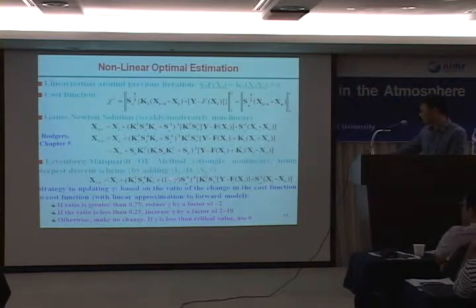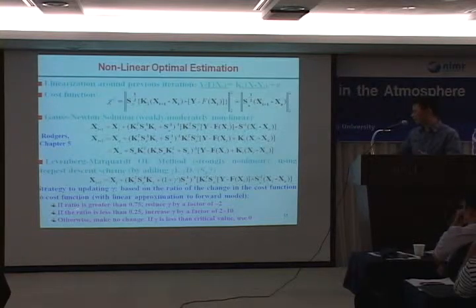So initially, it could be a large value, so then the solution is stable, at least because it's very close to the a priori. Ideally, you want to find the optimal gamma at every iteration, but that is very expensive. So in reality, Rodgers gives a strategy to approach this. Initially, you can assume any gamma, something like 10, and then you evaluate the change in the cost function.